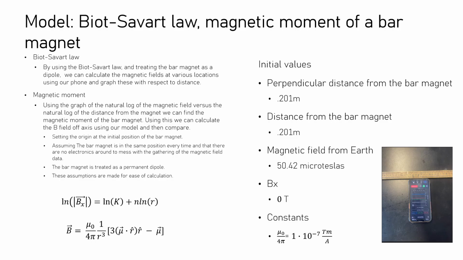Now, the origin is at the initial position of the bar magnet. We're assuming the bar magnet is in the same position every time. There are no electronics to mess with the magnetic field, and it's a permanent dipole. These are done for ease of calculations, with the initial values being on the right.